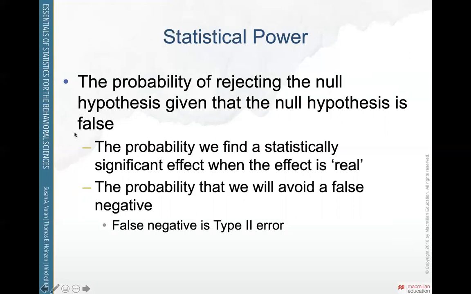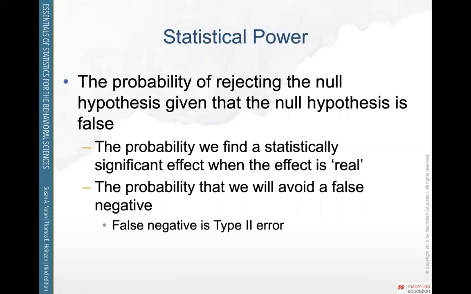The probability of rejecting the null hypothesis given that the null hypothesis is false. So this type of wording can oftentimes confuse me even, and lots of people. And so I kind of reworded it here to give more down-to-earth language. You could also think of statistical power as the probability that we find a significant effect when the effect is real.